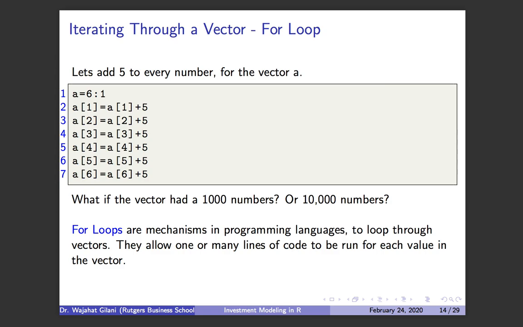And to this vector A, I want to add 5 to every element in it. So A is going to be 6:1. You know what kind of vector that is? That's going to be 6, 5, 4, 3, 2, 1. Done. To every element in A, I want to add 5.